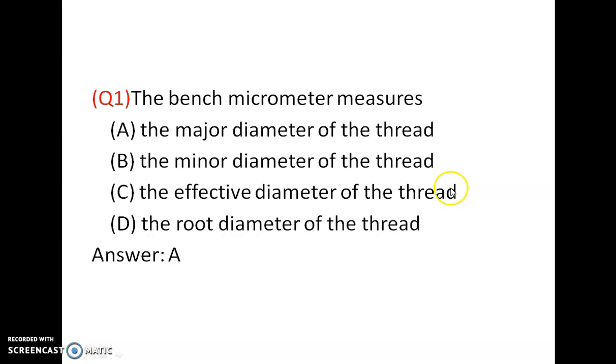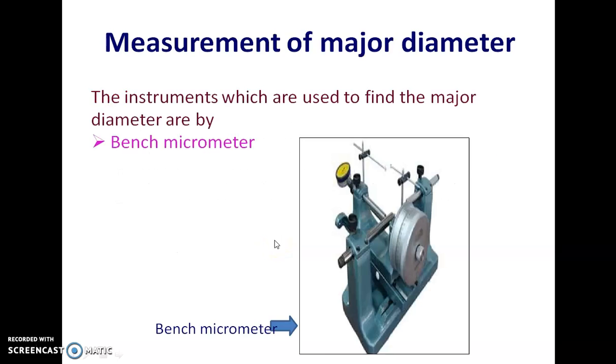It does not measure the minor diameter. To measure the effective diameter of the thread, the 2-wire method, 3-wire method and thread micrometers are used. And the root diameter of the thread is not measured using a bench micrometer. A bench micrometer just measures the major diameter or outer diameter of the thread.